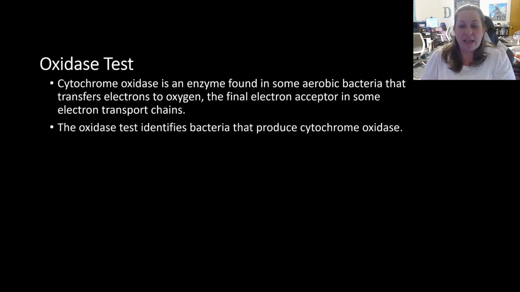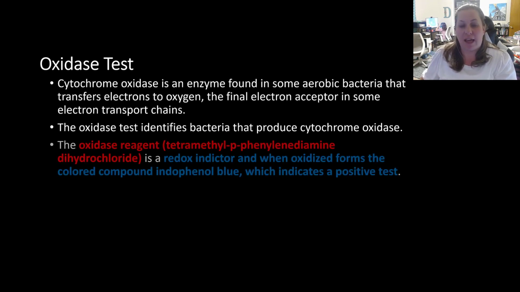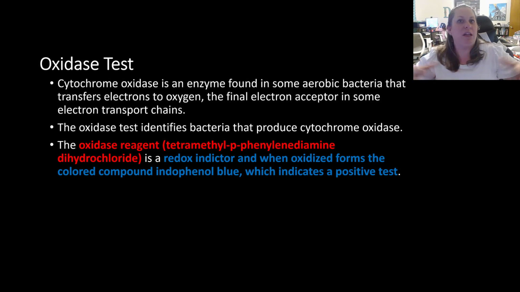Now, the oxidase test does identify the bacteria that do contain the cytochrome oxidase. And what we're going to do is use an oxidase reagent. Now, this oxidase reagent is a really long term. It's a tetramethyl-p-phenylenediamine dihydrochloride type of chemical. So it's a very large chemical name, but we're going to call it the oxidase reagent.